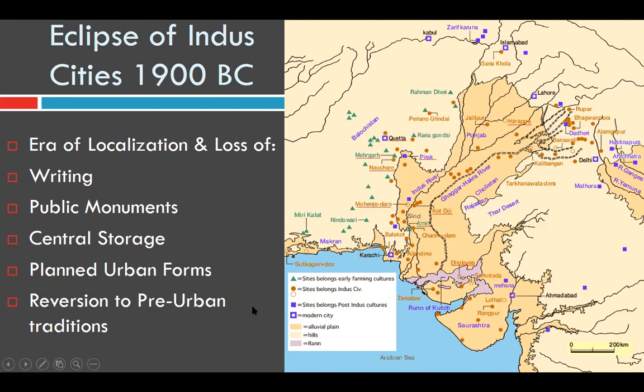And then you see some modern cities and the alluvial plain, hills and different topography. But you see a general southeasterly movement of settlements as we go through this period of time, from Afghanistan through Pakistan into Northwest India. And as the eclipse of the Indus unfolds, we see the reversion back to just local Neolithic traditions. You don't have a central ceramic style anymore. You don't have a central planned city anymore. Those fall apart, and there's a reversion back to farming, small-scale Neolithic societies.